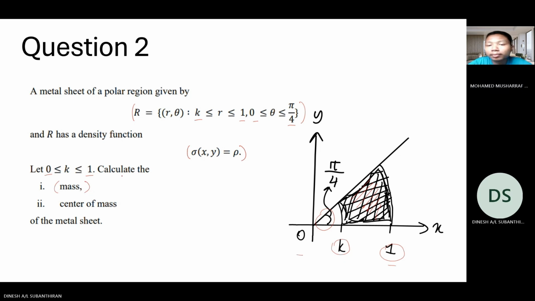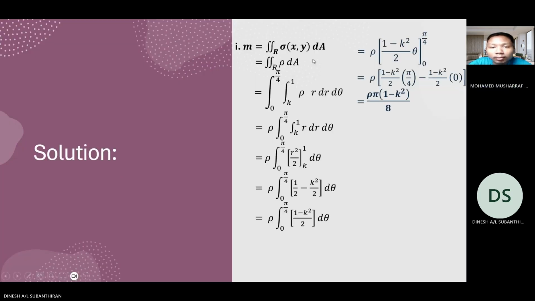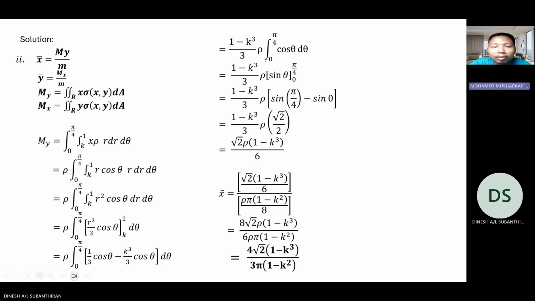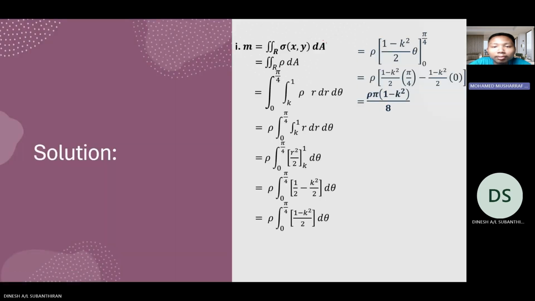So to calculate the mass, it is given by the equation double integral over R of sigma(x, y) dA. And since mentioned previously, sigma(x, y) is equal to rho. Next, we'll turn dA into polar form, which is going to be r dr d theta.